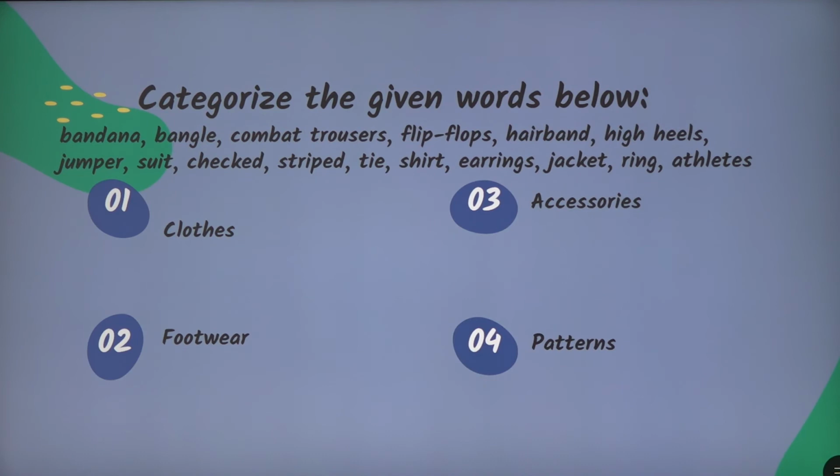Now we're going to continue with categorizing the given words below. Here we've got a few words listed, which we are going to translate and see how they are related to clothes, footwear, accessories, and patterns.